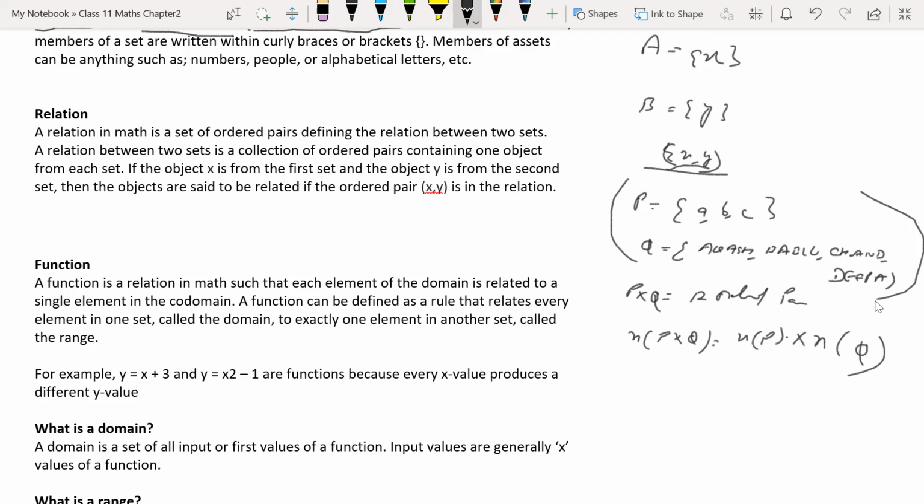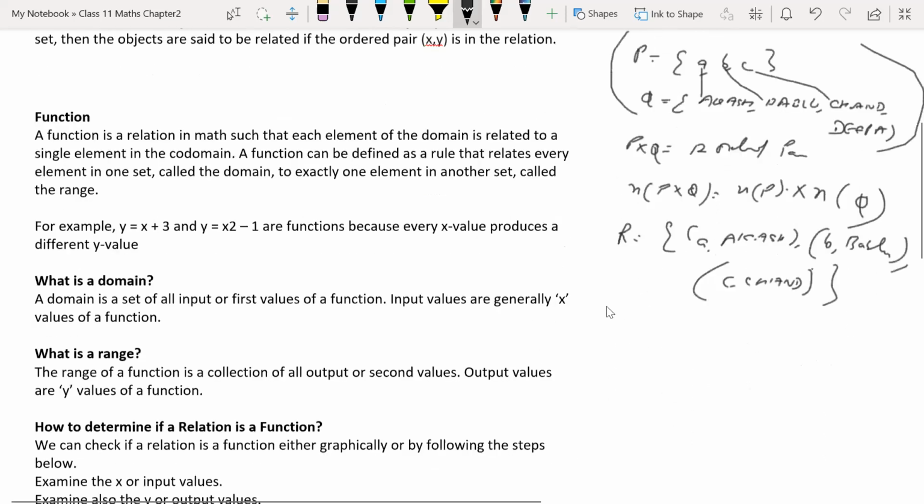A relation is established in that the first letter of the element in P matches the first letter of the word in Q. So then the relation becomes A, Akash; B, Bablu; C, Chand. That is the relation.